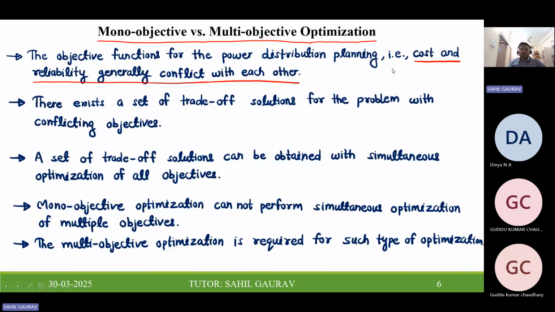When the cost is low, then reliability is low. Sorry, when the cost is high, the reliability will also be better. So there exists a set of trade-off solutions for the problem with conflicting objectives, and the set of trade-off solutions can be obtained with simultaneous optimization of all objectives.